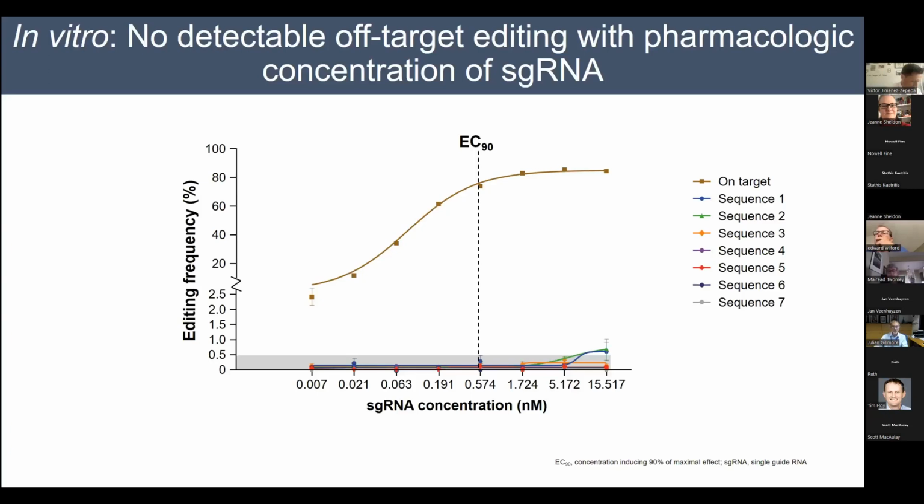And the experiment shown here compares the rate of on-target and off-target editing following treatment with NTLA-2001. And what you see down here marked by these colored lines, each representing one of the 7 sites, is that there was no detectable evidence of off-target editing, even at concentrations of NTLA-2001 3-fold greater than the EC90.